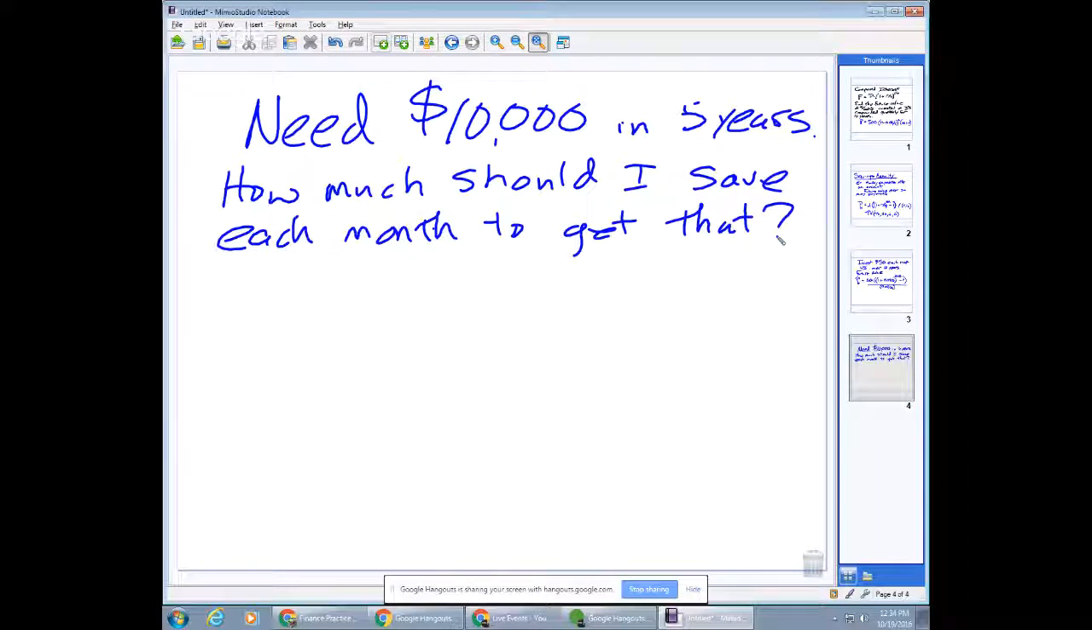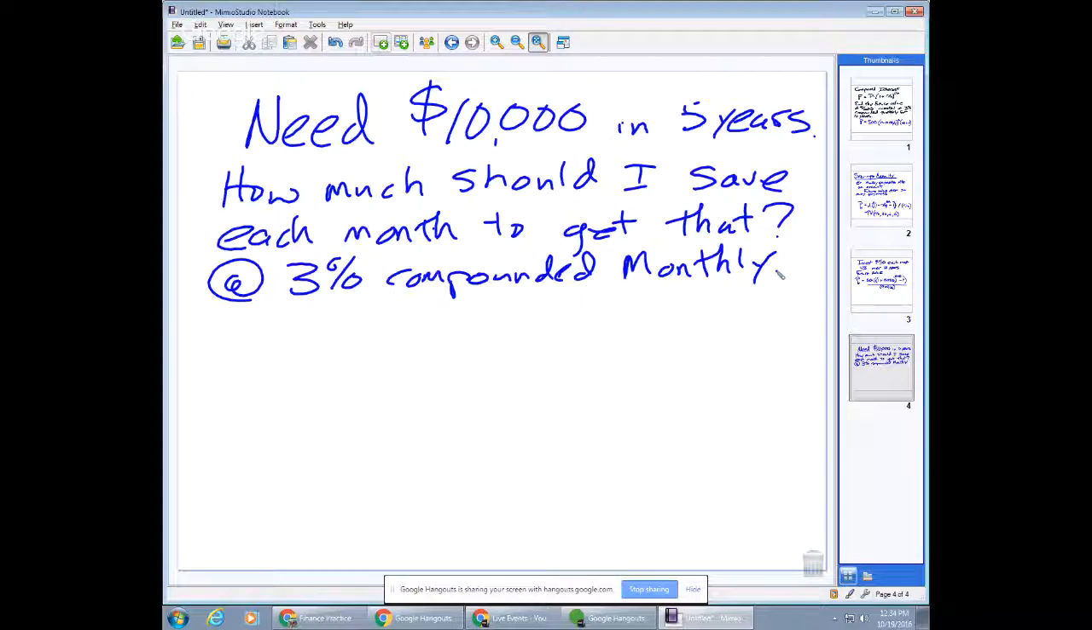Now, things I would need to know, I'd have to find a bank that I can deposit money in. And let's say I get a heck of a deal. Somebody's going to give me 3% compounded monthly. Okay. This is pretty similar to the problem we just did. In the other problem, though, I knew the payments I wanted to make, and I wanted to see what the future amount would be. Here, I know what the future amount is supposed to be. I just need to figure out the payment.